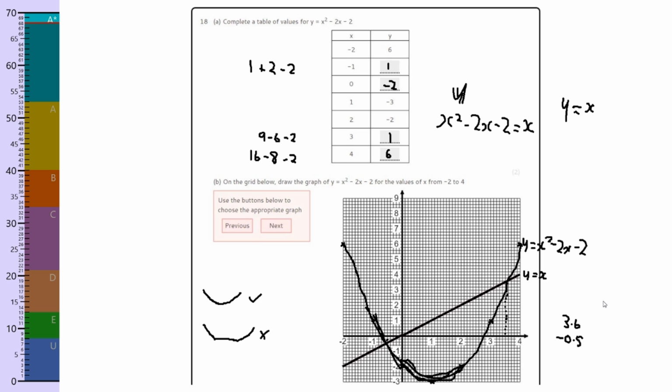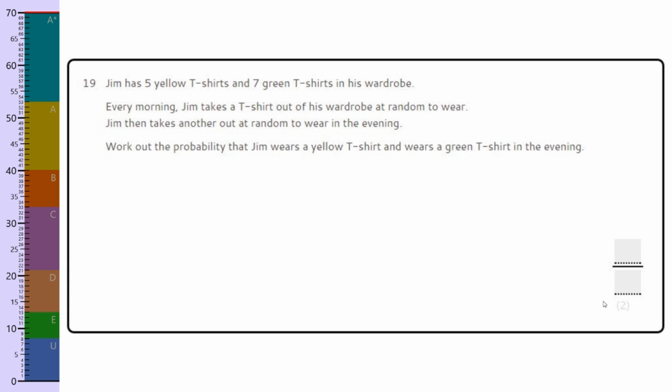If you haven't used the graph to solve it, obviously you could use the quadratic formula to find solutions for those by taking away x both sides and then solving it that way. Sometimes in the question, the ones that they will deduct it for is if it says use the graph to find solutions, then you've got no chance. Okay, last question now, question 19. If you'd like to pause the video now and have a go.